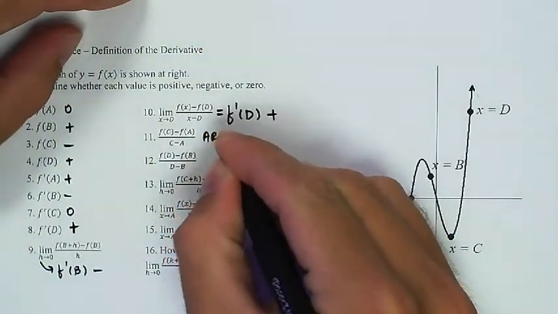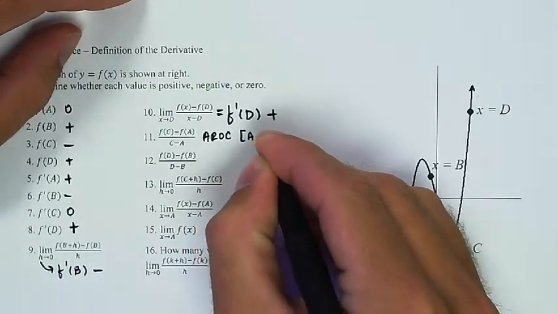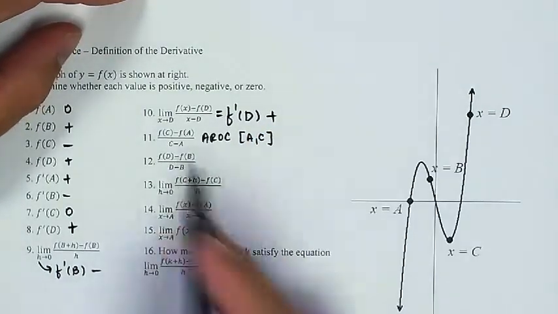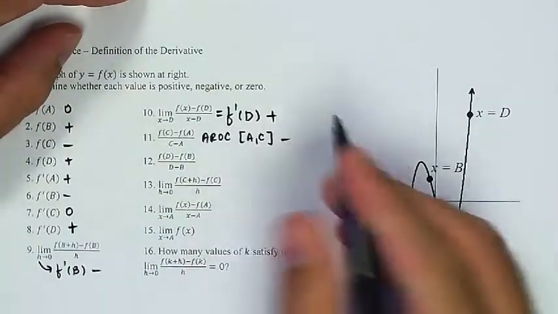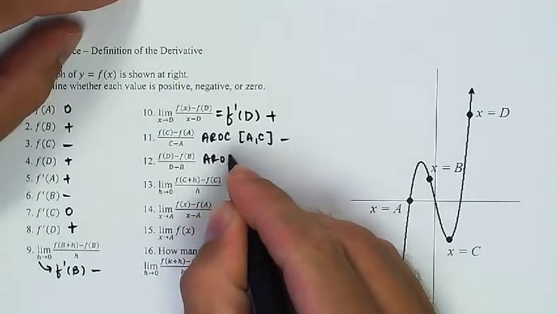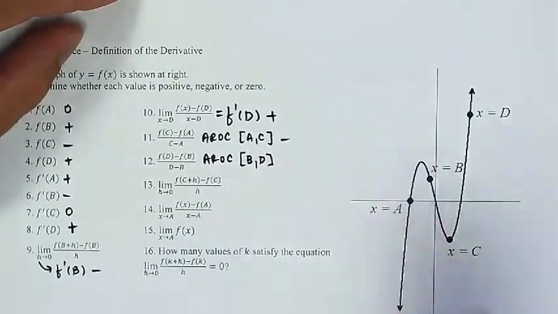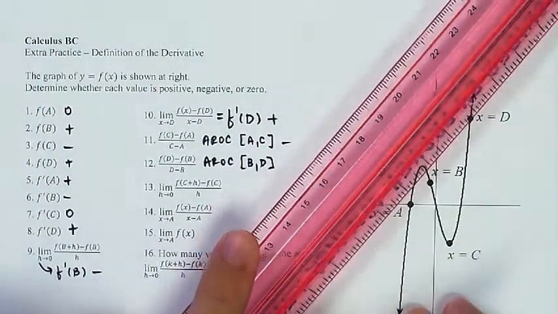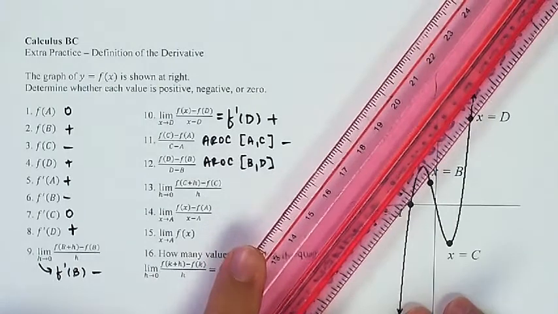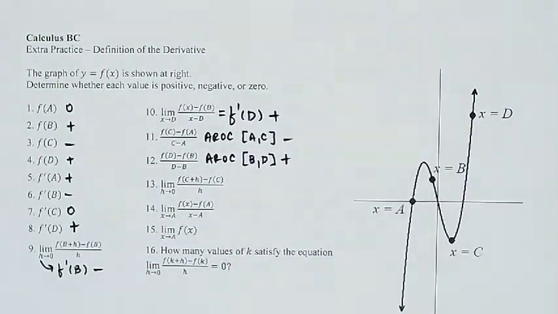So average rate of change on the interval A to C. And I'm not going to write that for this one right after, or maybe I will. And that's negative. Okay, this is the average rate of change on the interval B to D. Well, on the interval B to D, we're seeing a positive slope there. So we're going to say that that average rate of change is positive because the average rate of change represents the slope of the secant line.